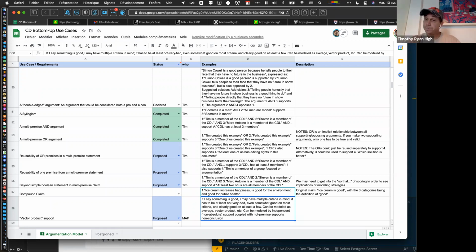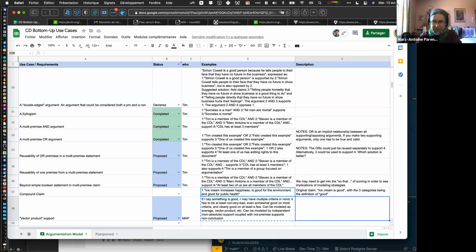Okay. Well, that's a question, right? Do we need to model compound claims? Do we need to split it up in the model, you mean? That's a question, right? Or can this sentence stand on its own as a claim? Yeah. It's a perfectly valid question.